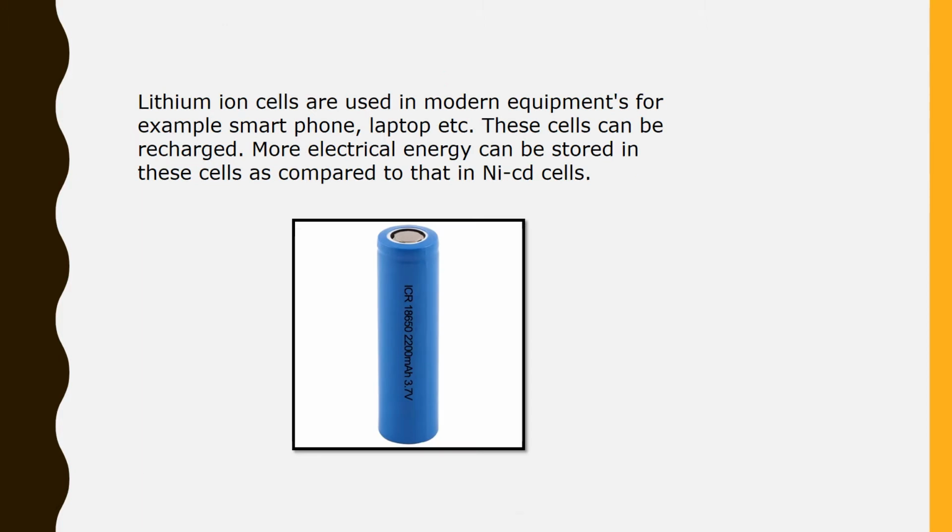Now let us take more information about one type of cell, that is lithium ion cells. These lithium ion cells are used in modern equipment such as smartphones and laptops. These cells can be recharged, means we can charge this cell again and again. More electrical energy can be stored in this cell as compared to a nickel cadmium cell. So in the lithium ion cell, we can store more electrical energy than in a nickel cadmium cell.